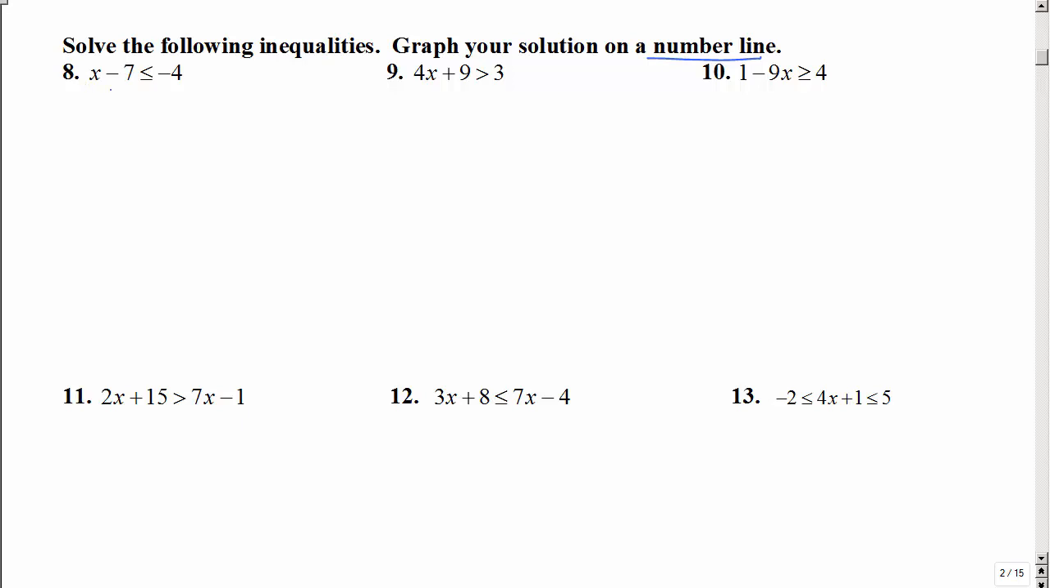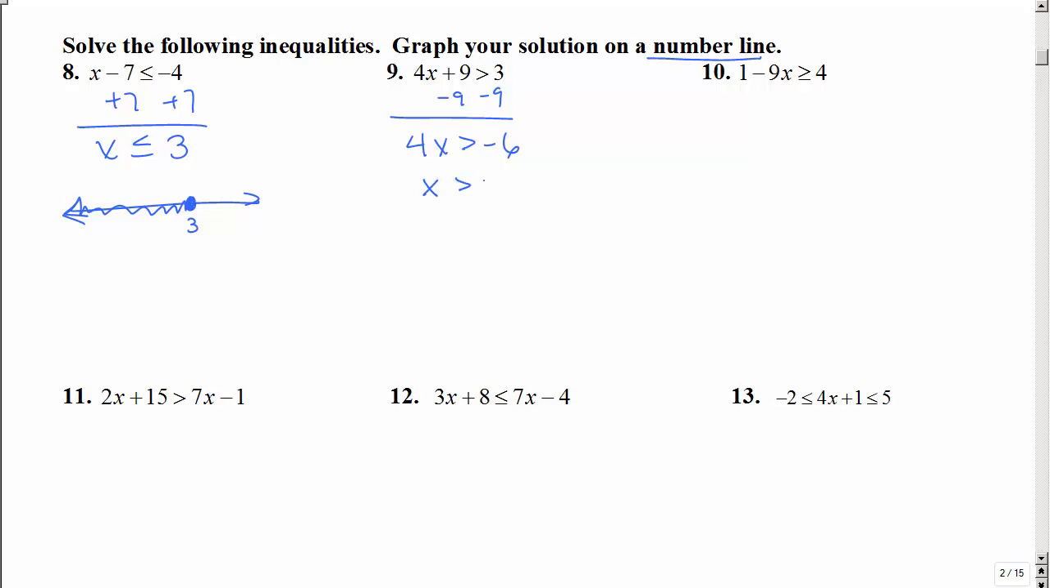So here, getting x by itself, I'm adding 7 to both sides, and I get x is less than or equal to 3. So 3, I'm going to shade in the 3 because of the equal sign, and then less is to the left. Here I'm going to subtract 9.